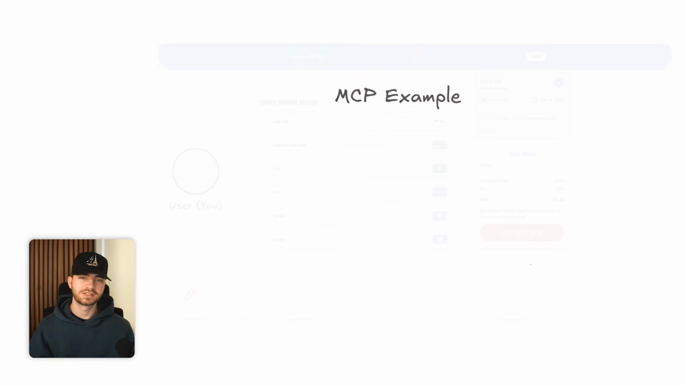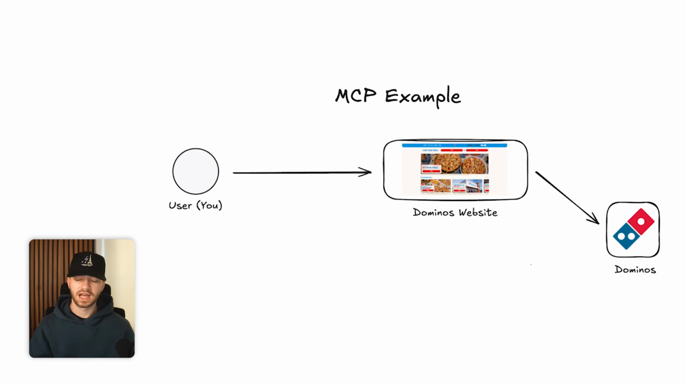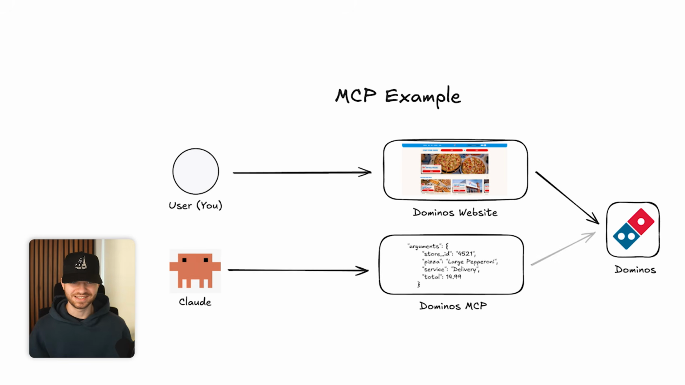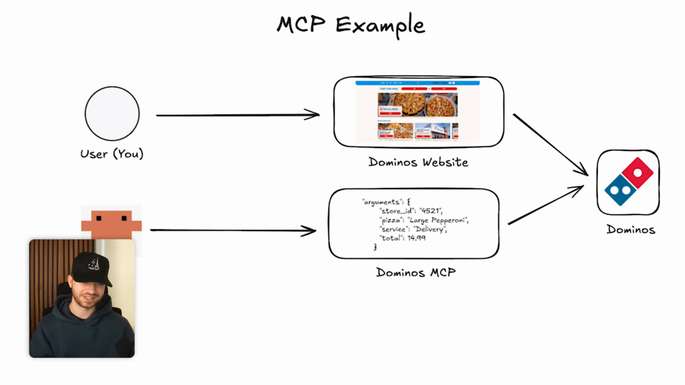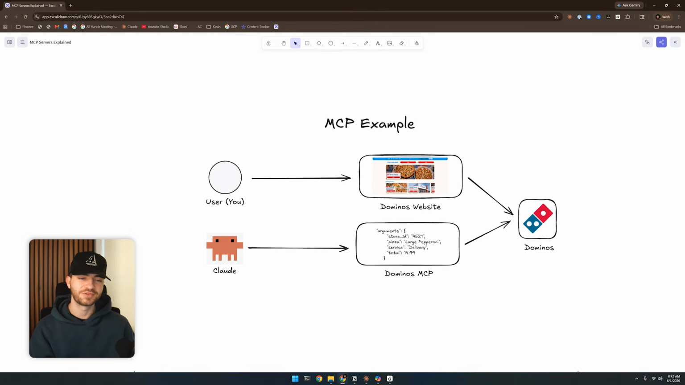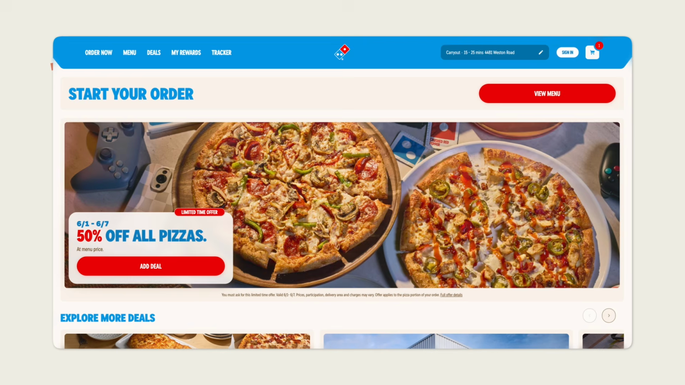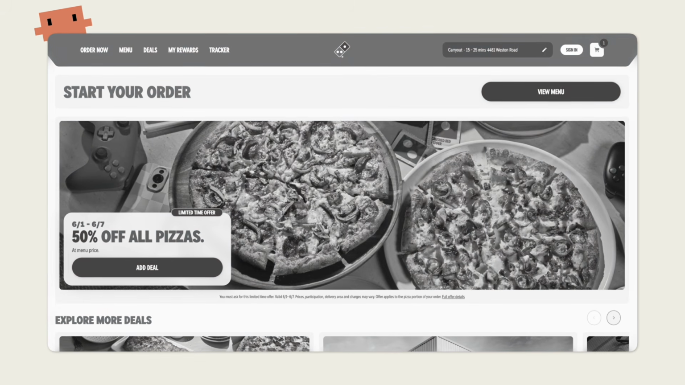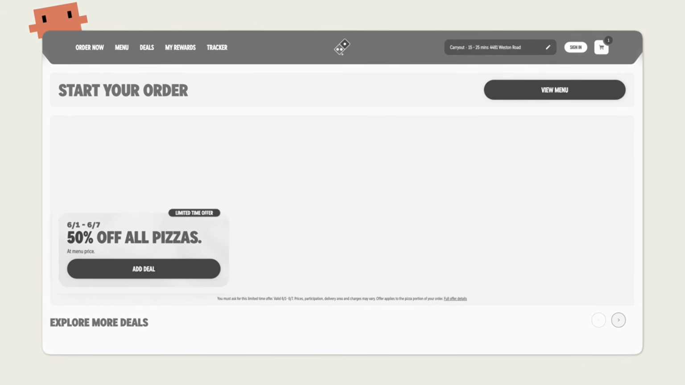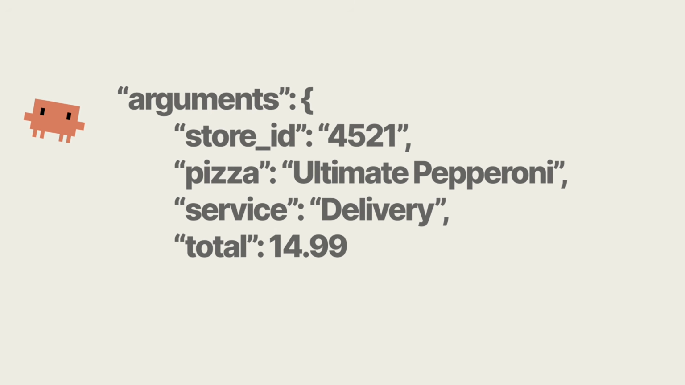And this is great because humans need that visual component. I have no interest in ordering a pizza if I have to type in code that looks like this. It's going to be much easier for me to use the Domino's website. But Claude doesn't think the same way. It doesn't need all these fancy colors and images of pizzas in the store. It really just needs the core capabilities of knowing what's available and being able to place an order.